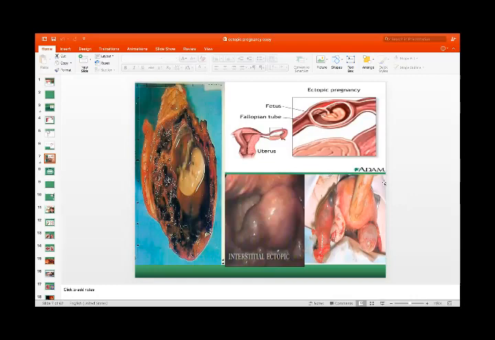As you can see over here, this is another picture showing ectopic pregnancy. This is the fimbrial end of the tube. And here you can see the baby is growing inside the tube. Here, this is the fallopian tube, and it is dilated. It has the gestational sac inside it. This is also the cut section of the tube, which shows the embryo inside the fallopian tube. This is the uterus, and this is the fallopian tube, and this is the interstitial portion, that part of the tube which passes through the uterine wall.